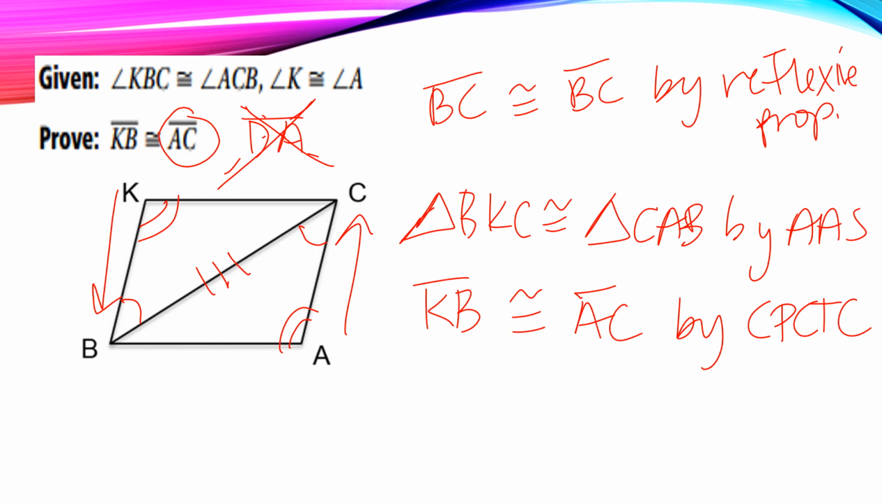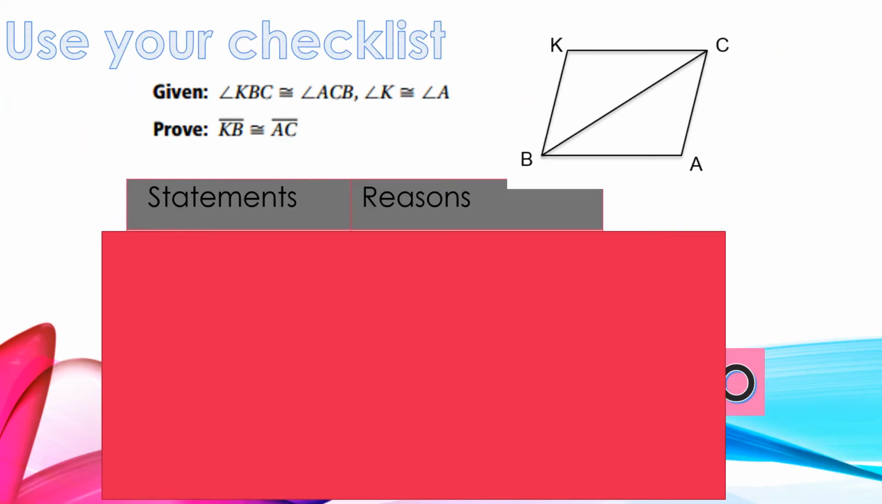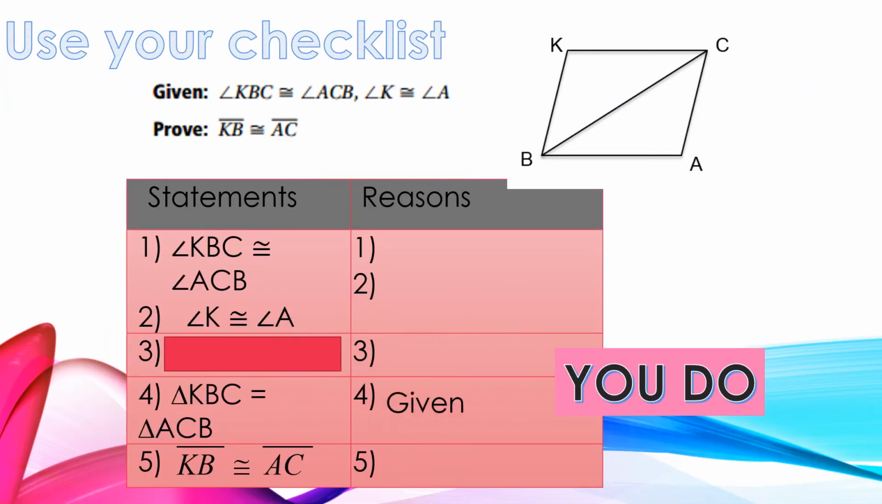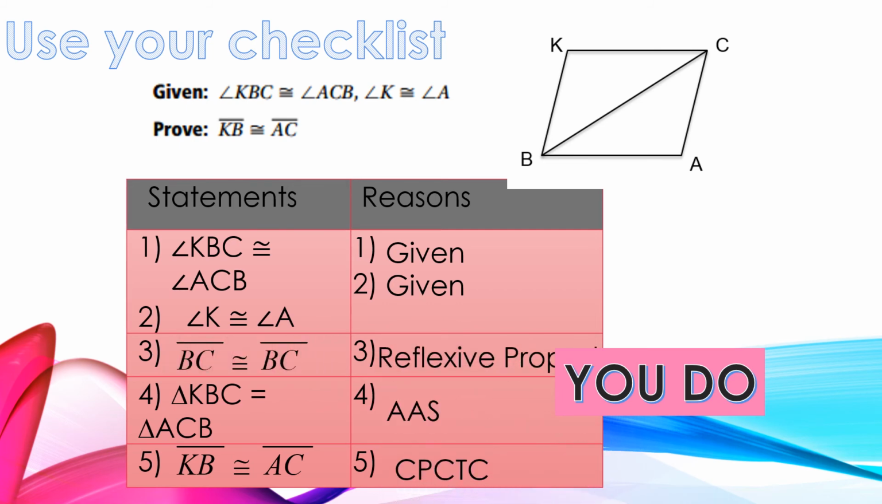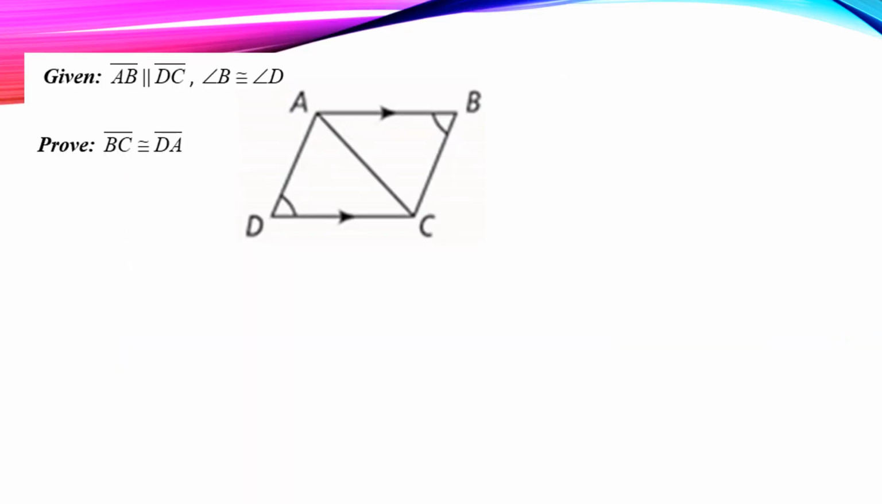Now again, if you want to take a look at the formal proof, we have our 2 givens. We mark that on our picture. We use the reflexive property. Again, we don't really do these on the proofs that we're creating, but you can show that by marking it on your picture. So on to the next one.